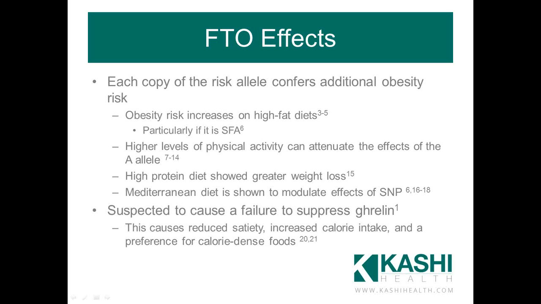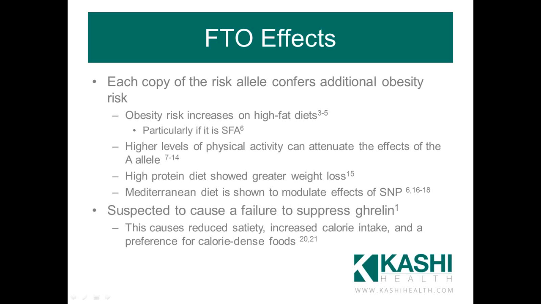Therefore, if you have one of the risk allele, you will see an elevation in your weight or BMI. If you have 2 copies, you will see a double elevation in your weight or BMI. Obesity risk increases in individuals that have a high-fat diet, particularly if that fat is saturated fat. And higher levels of physical activity can help to reduce the effects of the risk allele. These individuals also respond favorably to a high-protein diet and a Mediterranean diet, as both are shown to modulate the effects of the risk allele.